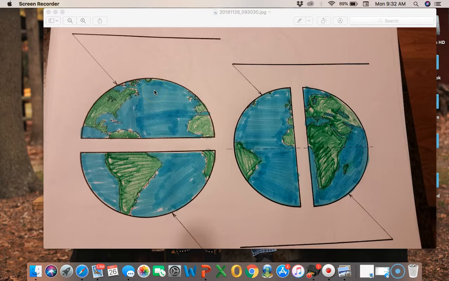But some kids have a problem realizing what's land and what's water. So you can leave this up when you color in that first page.